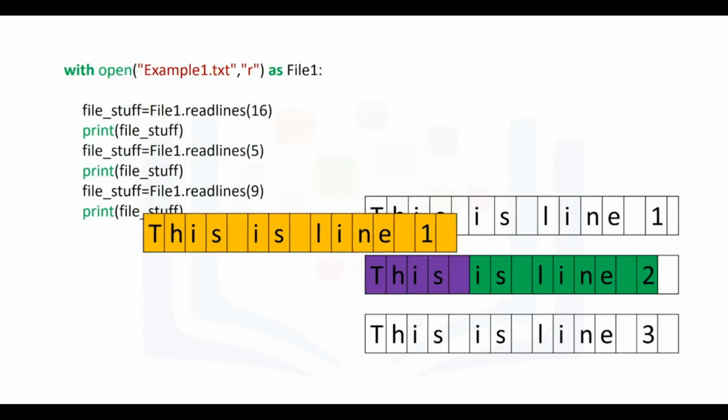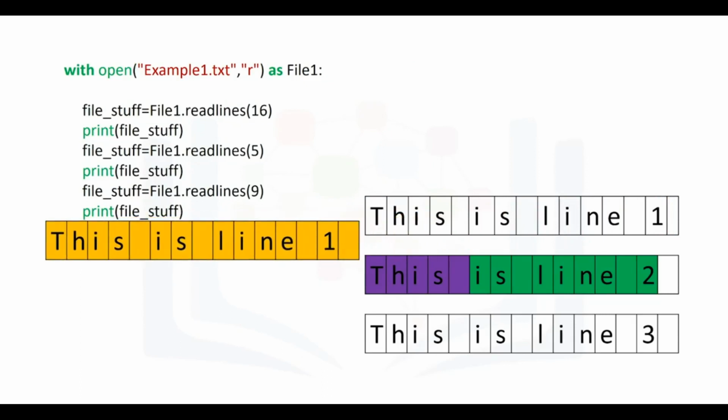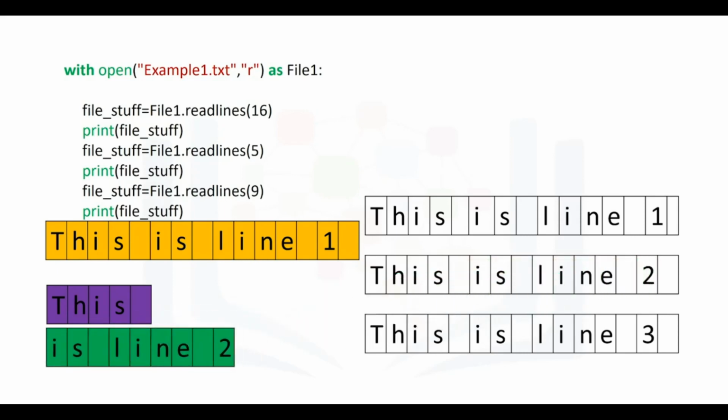If we call the method with the argument 16, the first 16 characters are printed out and then the new line. If we call the method a second time, the next 5 characters are printed out. Finally, if we call the method the last time with the argument 9, the last 9 characters are printed out. Check out the labs for more examples of methods and other file types.